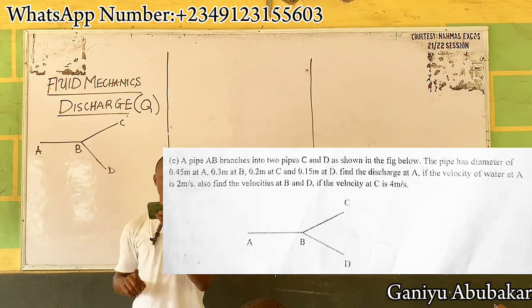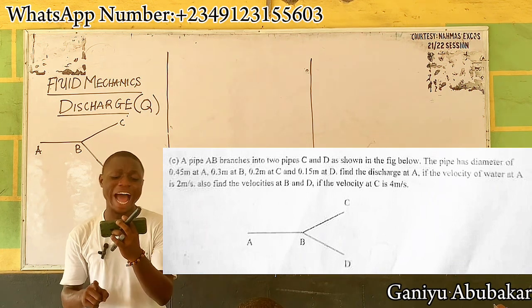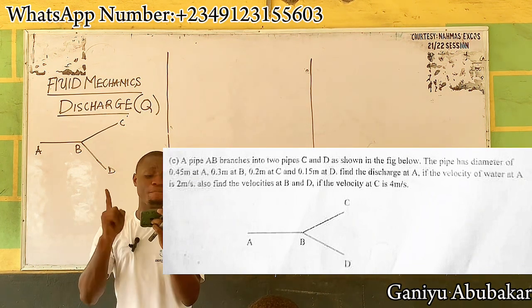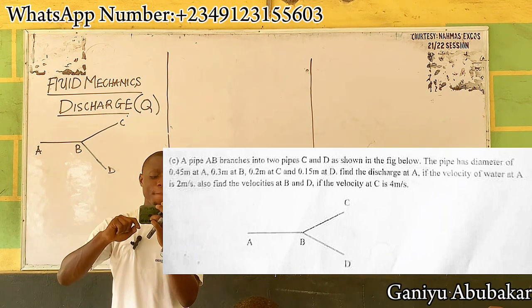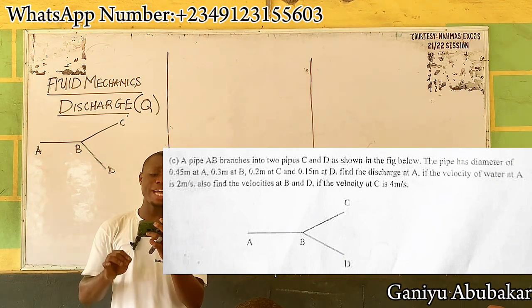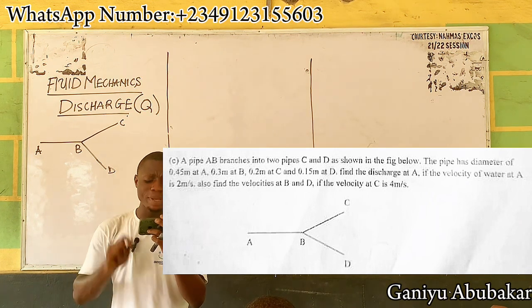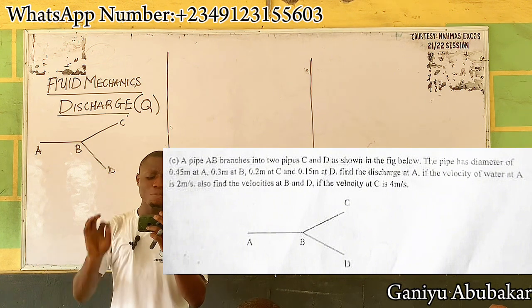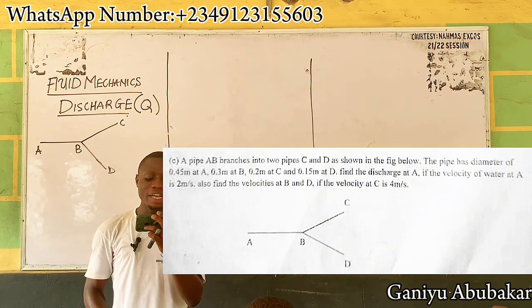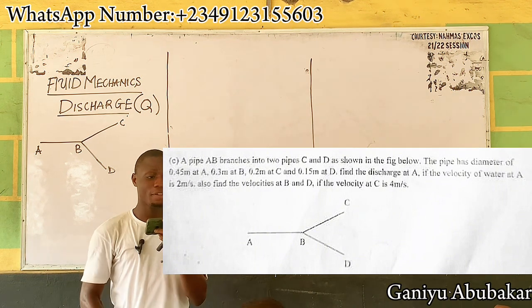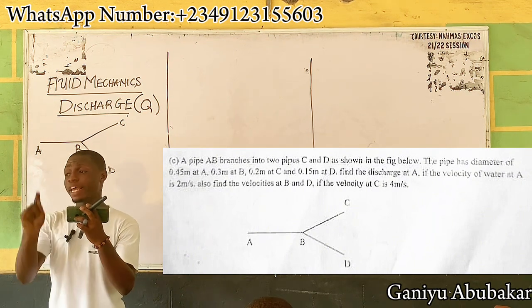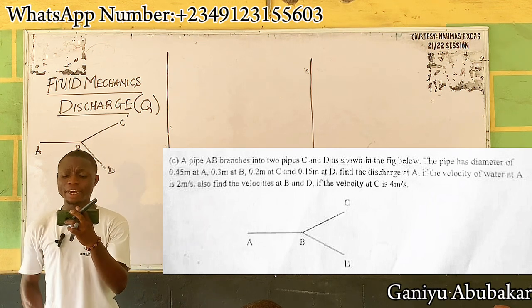The pipe has a diameter of 0.45 meter at A, 0.3 meter at B, 0.2 meter at C, and 0.15 meter at D. Full stop. It says find the discharge at A.